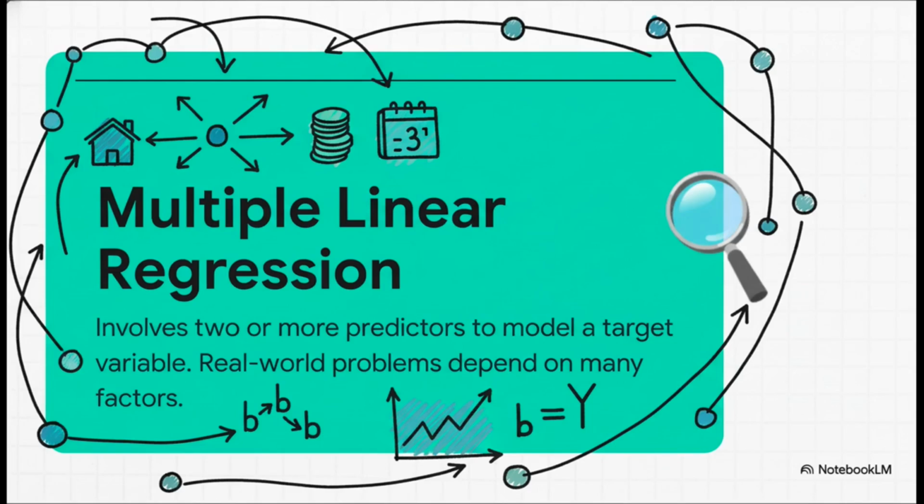All we're doing is expanding our little formula to include all those new clues. We still have our target, y, the price. But now we have multiple predictors, x1, x2, and so on, for size, location, age, whatever. Each one gets its own special slope, its own b-value that measures its unique impact on the final price. This lets us build a much, much richer and more accurate model.